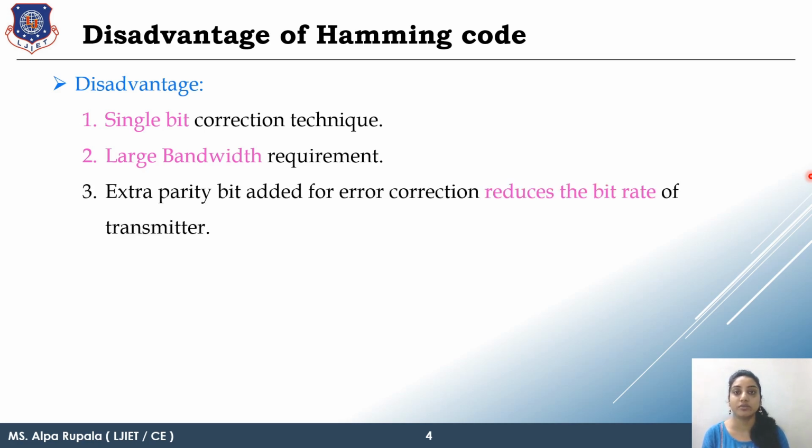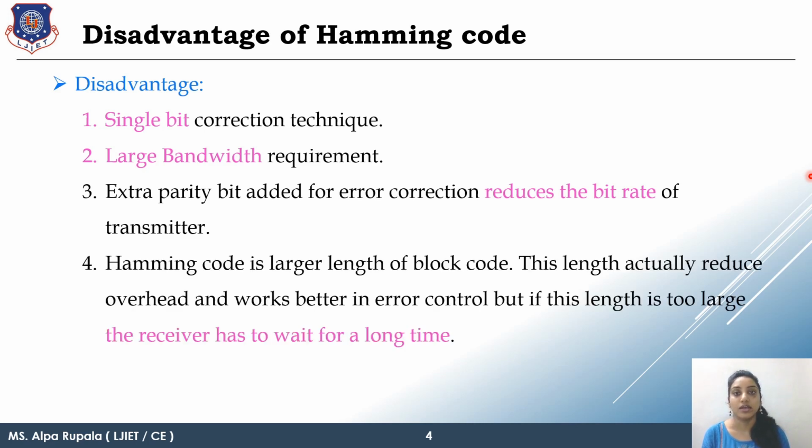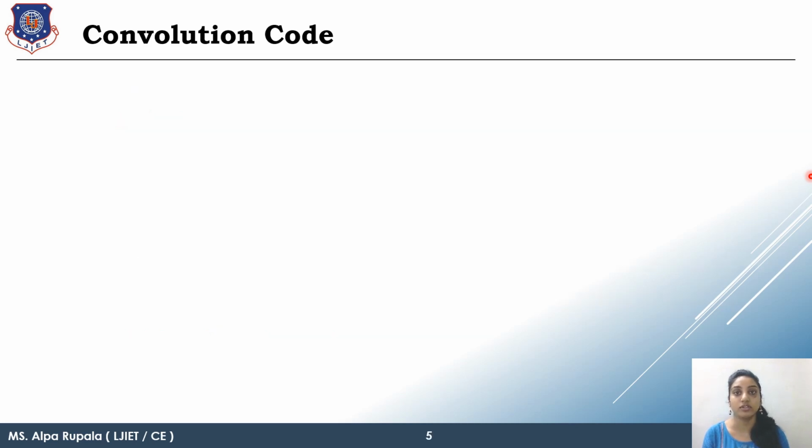Third, the extra parity bits which are added reduce the bit rate of your transmission. And due to the large length of your block code, the overhead of calculation of your error control is reduced. But due to this large block, at the receiver side, the receiver has to wait until the whole data packet is received. So due to all these disadvantages, we are moving forward to the next technique, that is convolution code.